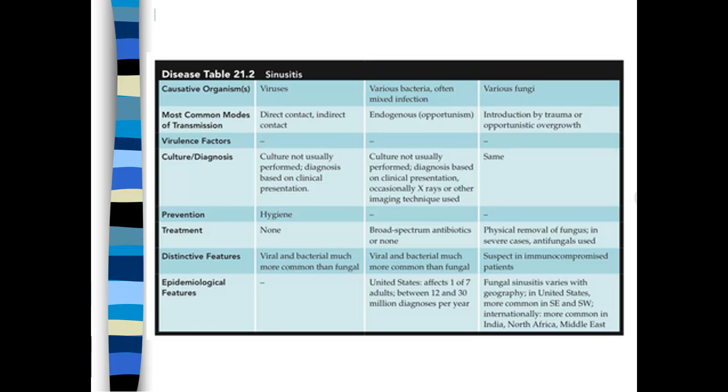And epidemiological features: bacterial sinusitis is pretty prevalent, so you get between 12 to 30 million diagnoses per year in the United States alone. And then fungal sinusitis is more regional.